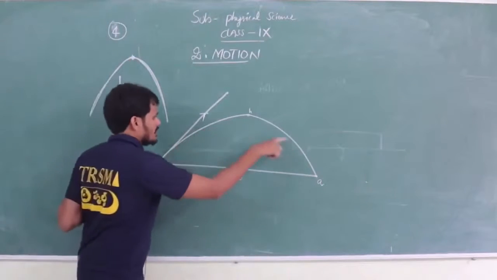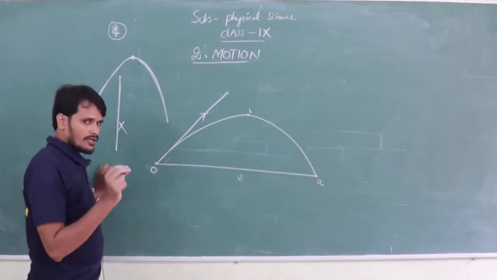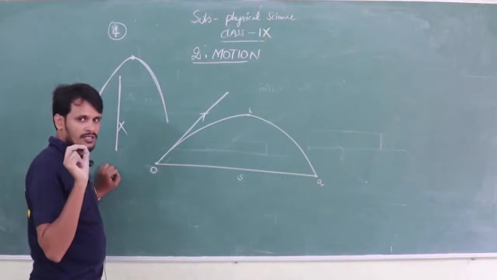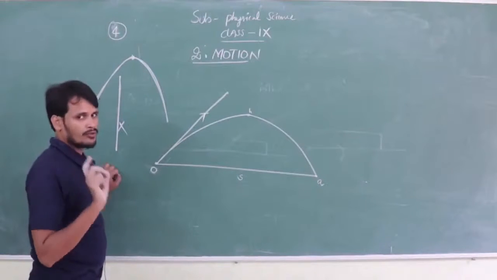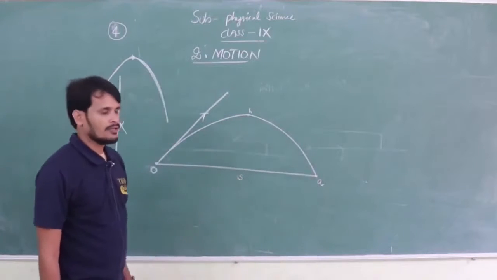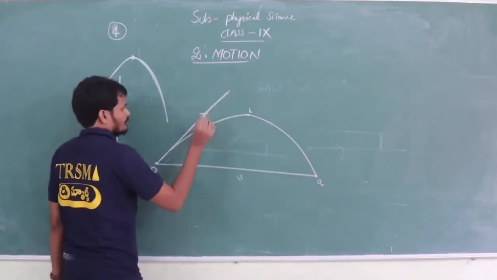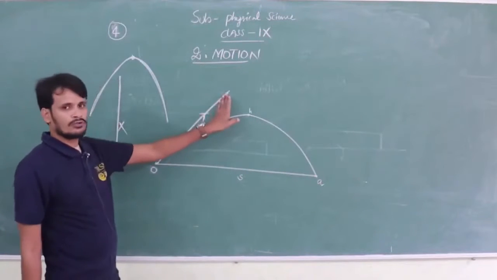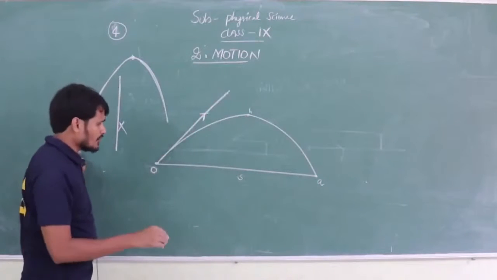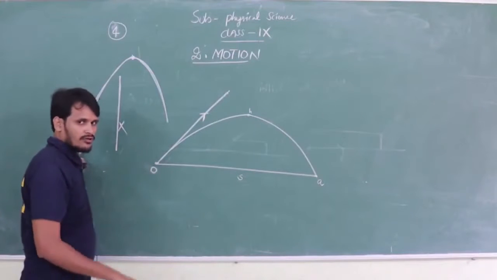It reaches maximum height and comes back to the ground. This shape is called a parabola. Just keep it in your brain, it's an additional point. Whenever you throw any object into the air, it follows a parabola shape. The direction is shown like this. This direction you throw, it reaches maximum height and comes back. Now tell me, at every instant, is the direction going to change or not?